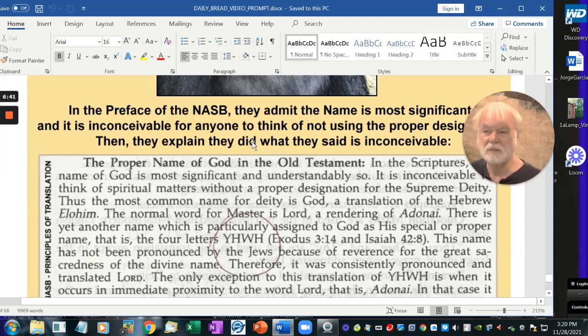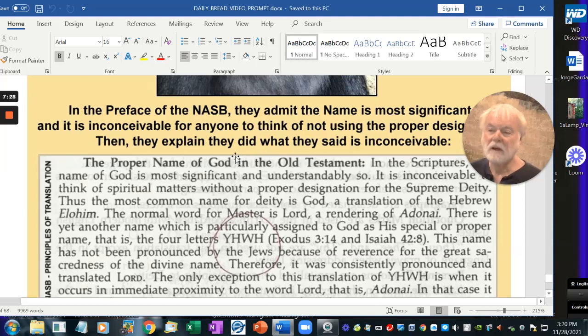This name has been pronounced by the Jews. It has not been pronounced by the Jews, the Yahudim, because of reverence for the great sacredness or awesomeness, kodeshness of the divine name. Therefore, it was consistently pronounced and translated Lord. Well, in various languages that's true, but in the Hebrew, Lord means B-E-L, or B-A-A-L. And that's what Eliyahu was referring to. Is his name B-A-L, or is it B-E-L, or is it Yahuah? Which is it? Well, we obviously know the answer to that.